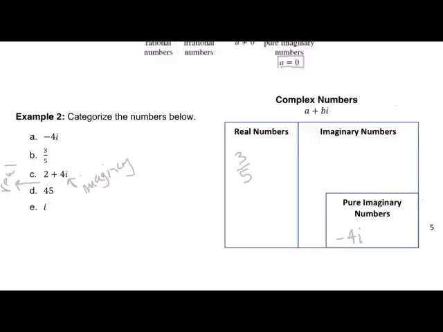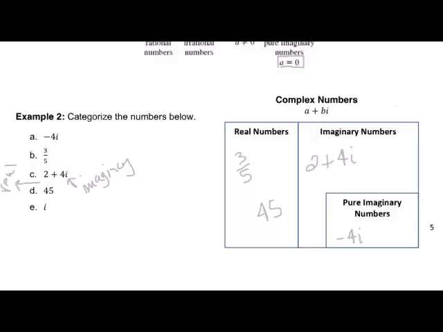So this one is going to be just an imaginary number. So this is 2 plus 4i, which goes underneath our imaginary numbers. And again, you see that that's in the form a plus bi, where 2 is your a and 4 is your b. Part D is just 45. Again, we don't have an imaginary part, so that's just going to be a real number.